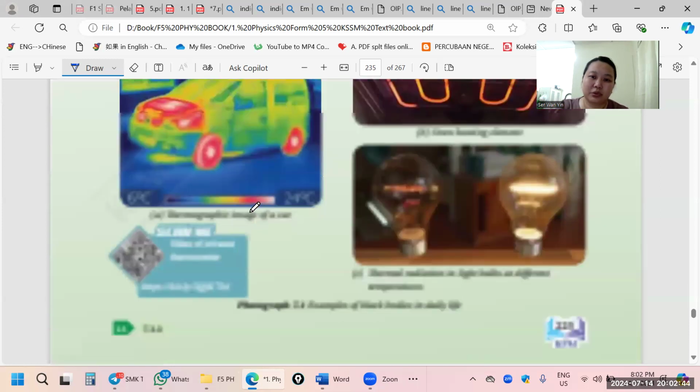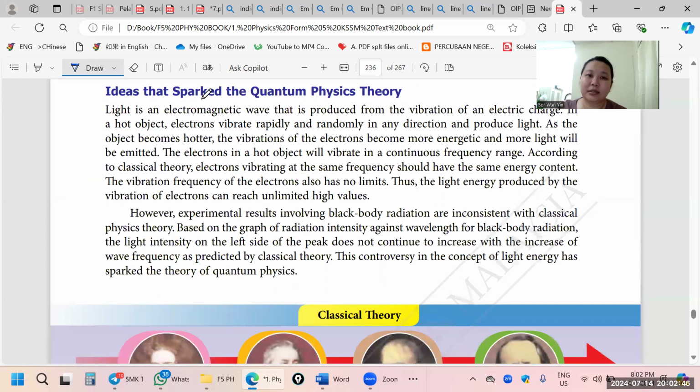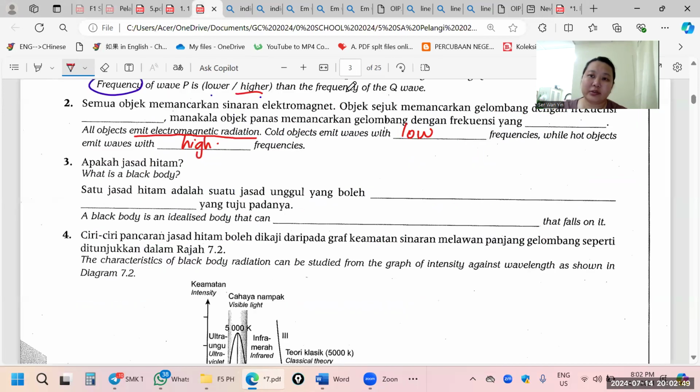Okay, so now we come to the ideas of quantum physics.